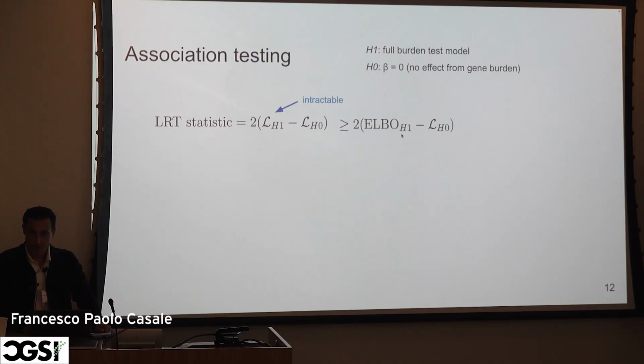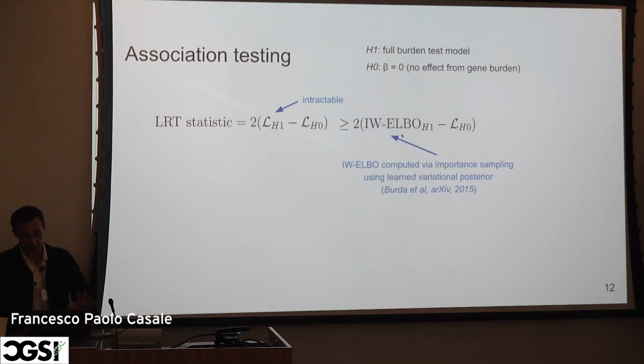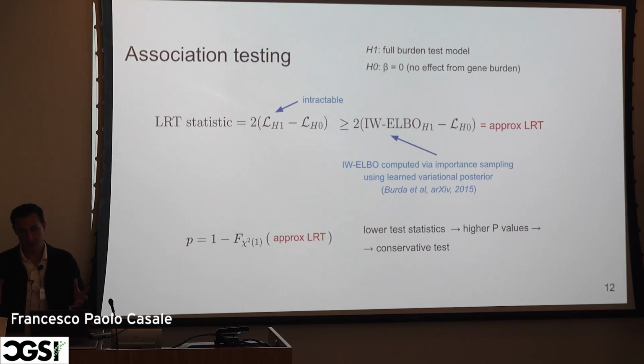We do not actually use the evidence lower bound. It's a bit technical, I think it's nice, parenthesis. We use a tighter estimator, so a tighter bound for this. And this is the importance weighted ELBO, which is computed via importance sampling using the variational posterior that we learned maximizing the ELBO. Yeah, and then by doing this, we now have an approximate likelihood ratio test that, since we have a lower bound, the test statistic is lower, higher p-values, and so overall this test tends to be conservative.